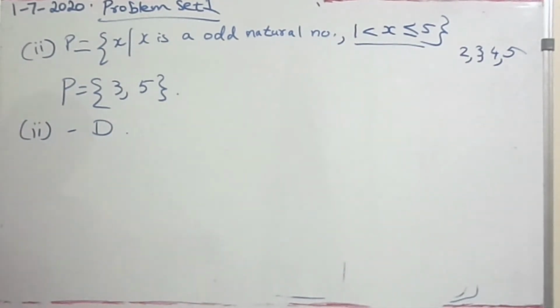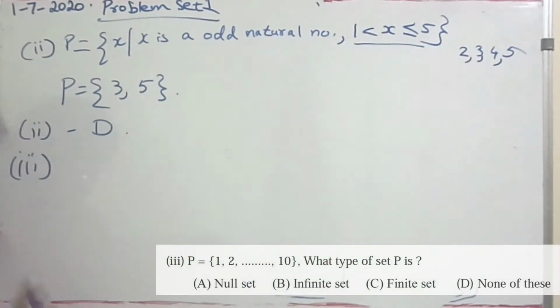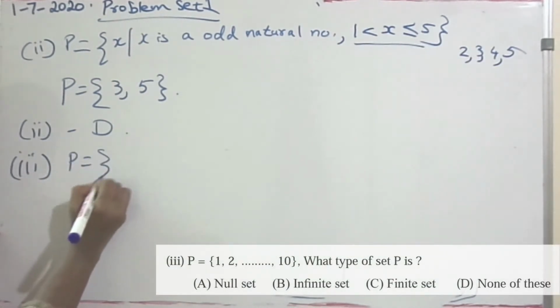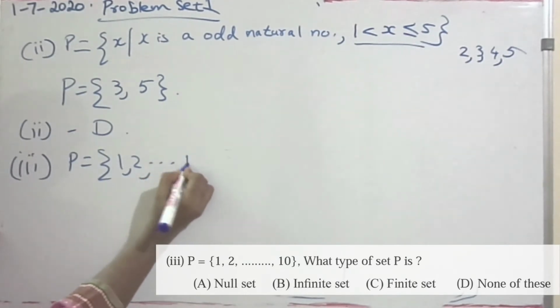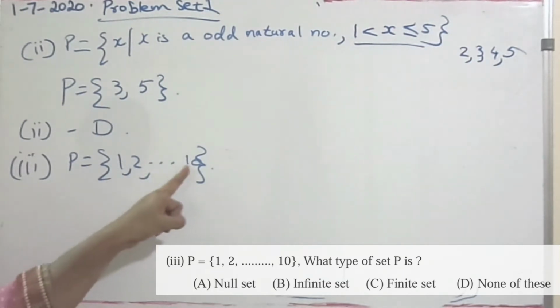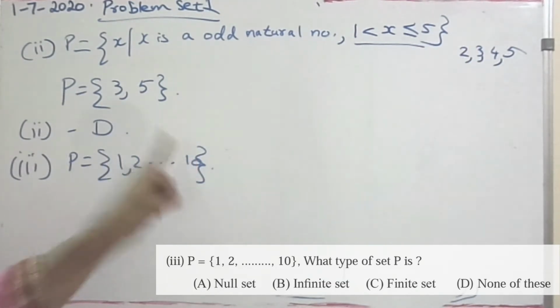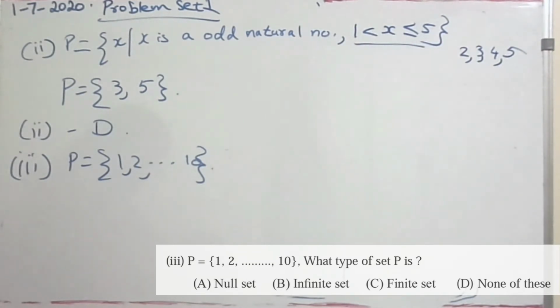Third, now I am going to do the third sum. P is equal to 1, 2 up to 10. What type of set is P? They have given the options. Is it a null set? No, it's not an empty set. Is it an infinite set? No, it is getting over at 10. There are 10 elements. We can count the number of elements in this. So it's not an infinite set.